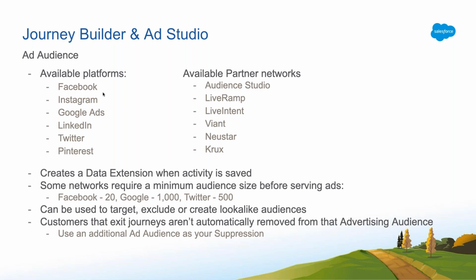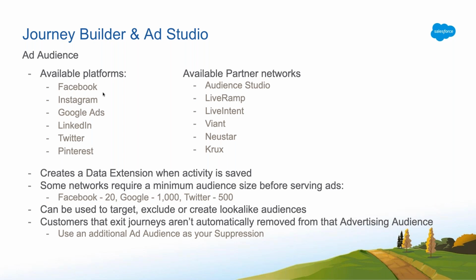So for Add Audience, you can add an audience from Journey Builder that can be used on Facebook, Instagram, Google Ads, LinkedIn, Twitter, Pinterest. There's additional partner networks that it can also be used on. This is an audience that you can use to target, to exclude, or to create lookalike audiences. These are set up as data extensions so that you can use them both for ad audiences, but you could also access that for other suppressions and other things.